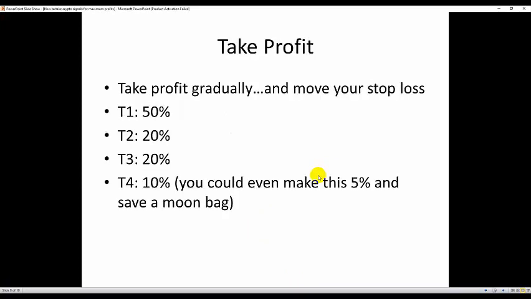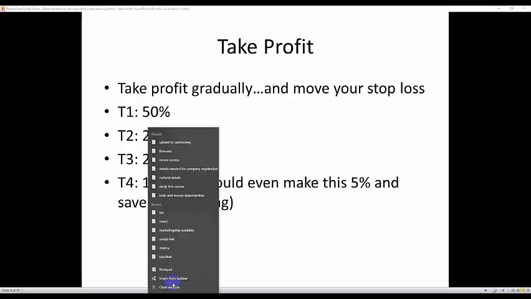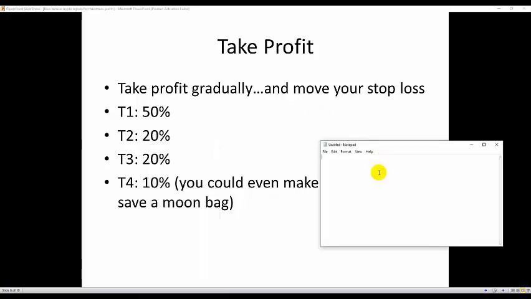Okay, so take profit, very very important. We've talked about it earlier, but let me just break it down for you now. So take profit gradually and move your stop loss as you take the profit. So let's say, for example, let me open a notepad. We say buy BTC at 7,000. That's $7,000. Let me put the dollar sign so you will understand that.